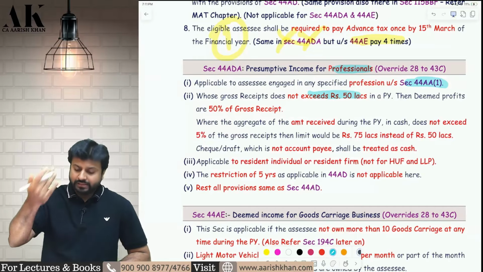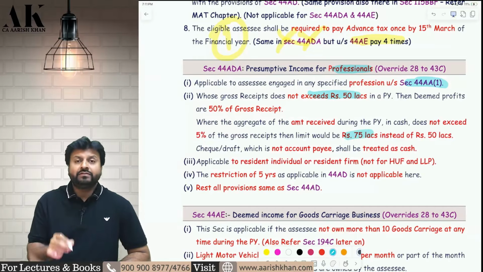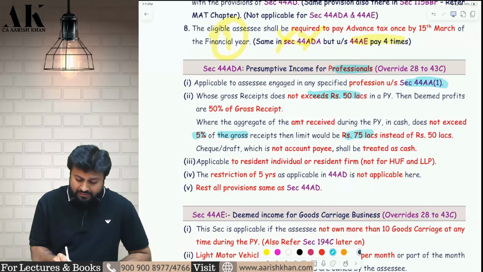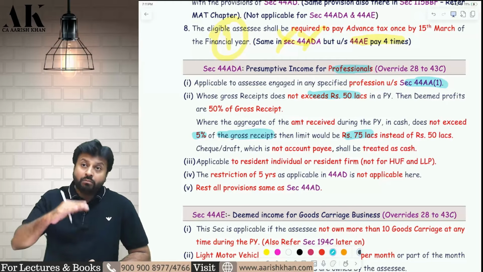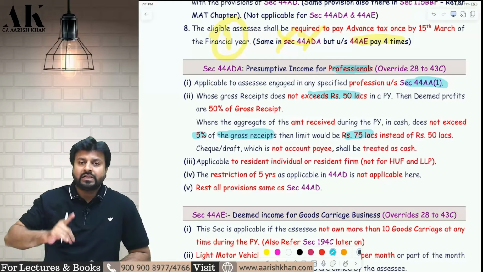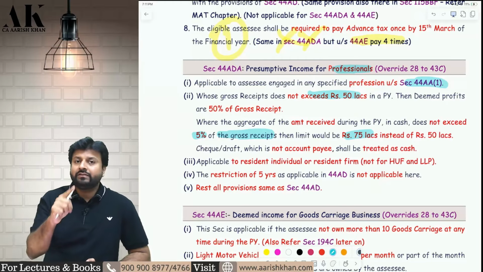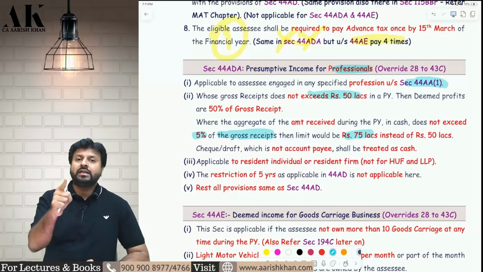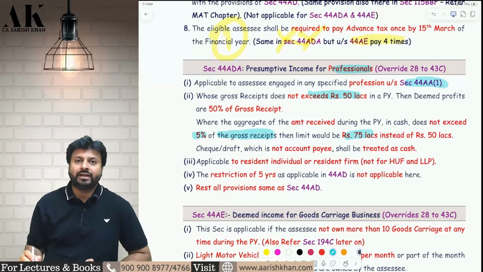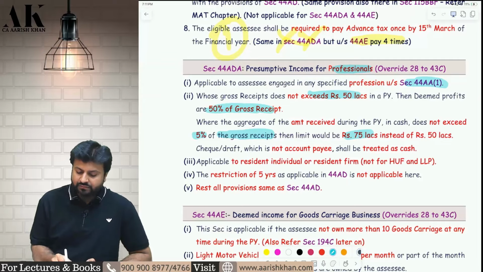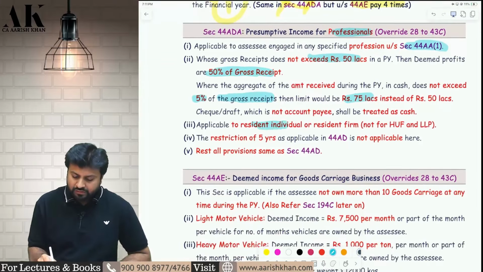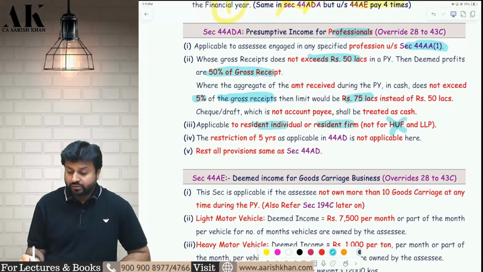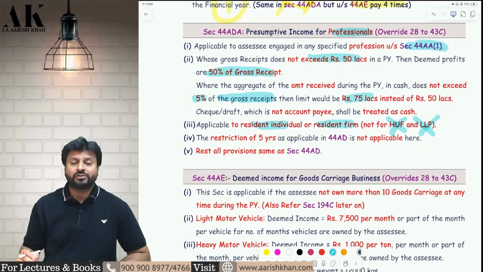Here also the government has increased the turnover limit to 75 lakhs if their cash receipt does not exceed 5% of their gross receipts. If their cash receipt is more than 5% of gross receipts, then the turnover limit will be 50 lakhs. If the cash receipt is up to 5% of gross receipts, then you can enjoy this section up to 75 lakhs. What is the deemed income here? The deemed income is 50%. It is applicable to which assessee? It is applicable to resident individual and resident firm. It is not applicable to HUF, and obviously not to LLP.